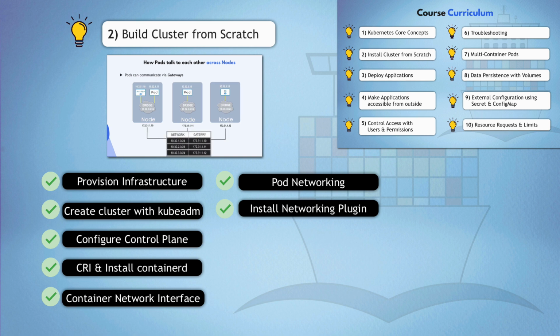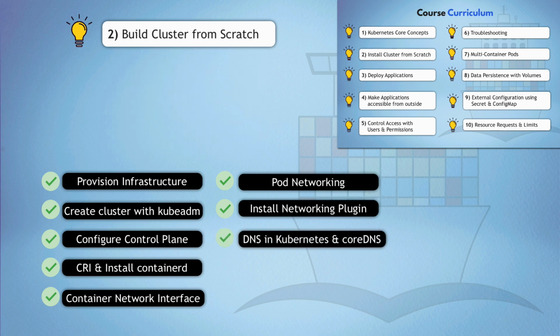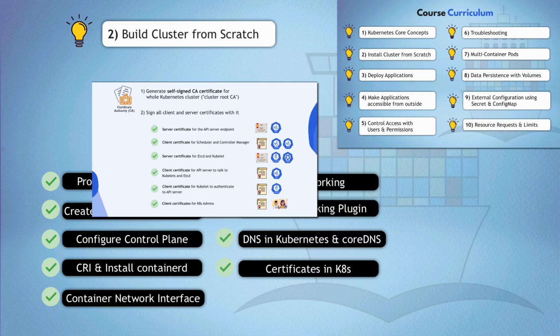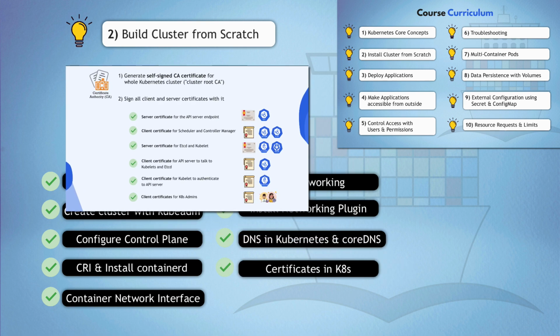plugin to create a networking layer in our Kubernetes cluster. We will also learn how DNS works in Kubernetes and learn about core DNS, which is the DNS service in Kubernetes. We will also take a look at how certificates work in Kubernetes, what certificates get automatically created, and how you as a Kubernetes administrator can manage that.